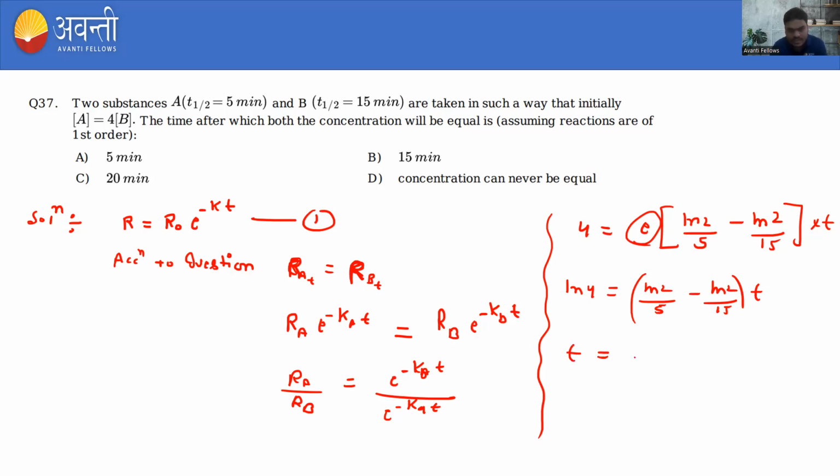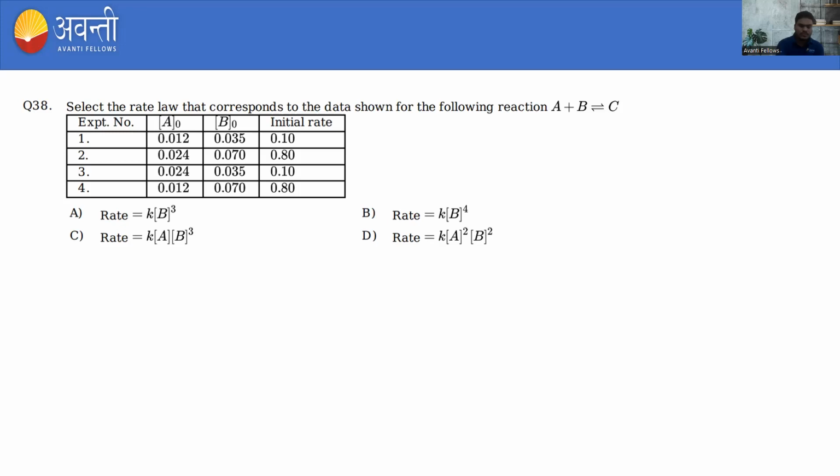So this value t comes out to be 15 minutes. So which of the following answers is correct? That is this one, 15 minutes. Okay? I hope everyone understood. We are just using the first order equation, and according to the question, the concentrations will be equal, and just by putting the values you calculate this. Okay? Now, move to question number 38.